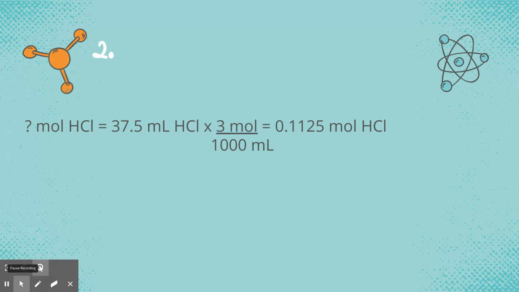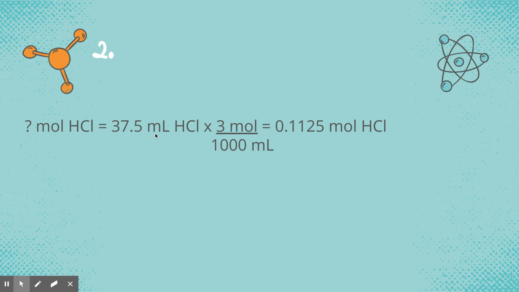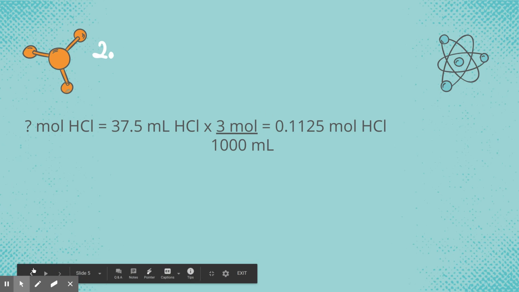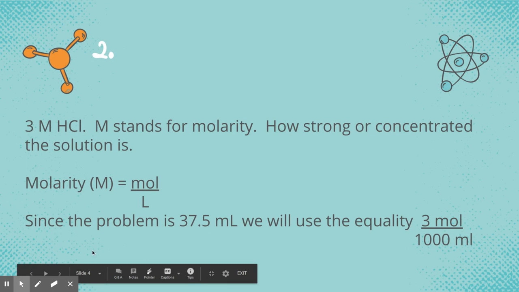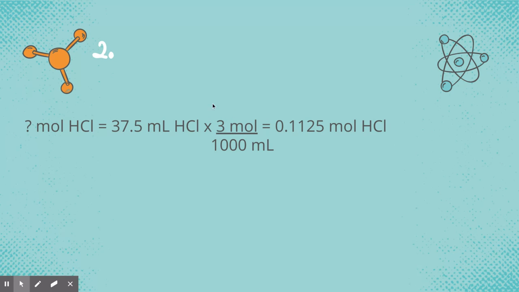Okay, so here is how you would set up and solve pre-lab question number 2. How many moles of HCl are in, and we're measuring out 37.5 milliliters of hydrochloric acid, or HCl. Here's that equality that we used on the previous slide. So we would take 37.5 times 3 divided by 1,000, and you would end up with 0.1125 moles of HCl because your milliliters cancel out and you're left with moles.